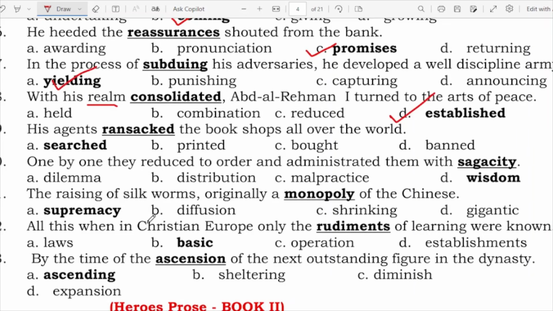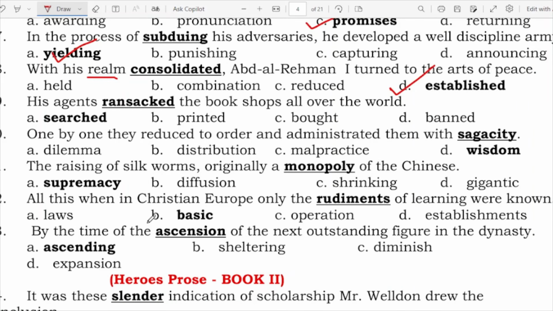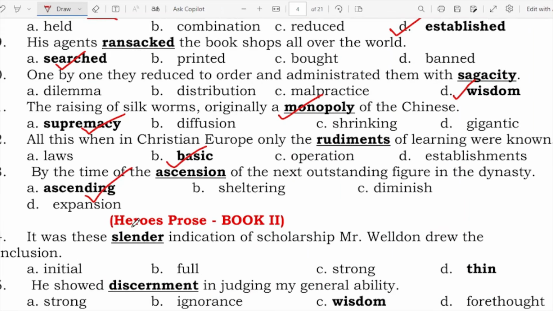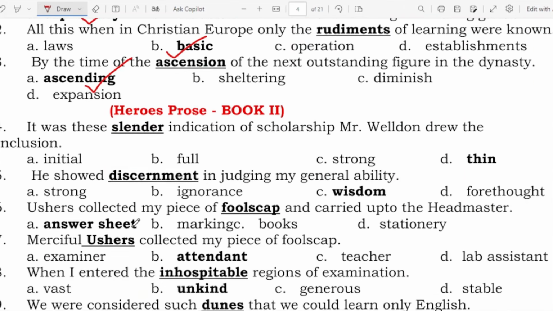His agents ransacked the book shops all over the world and searched. One by one they reduced to order the administrator and sagacity, wisdom. And the next one is monopoly, and that is supremacy. And rudiments is the basic knowledge, and extensions, that is ascending.